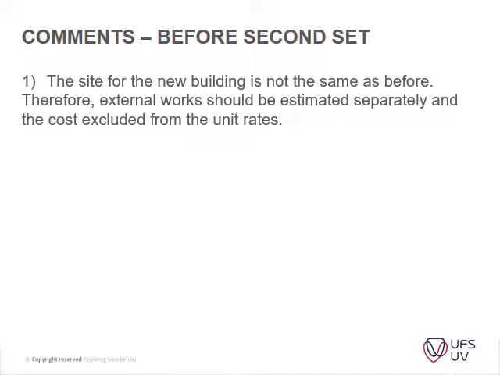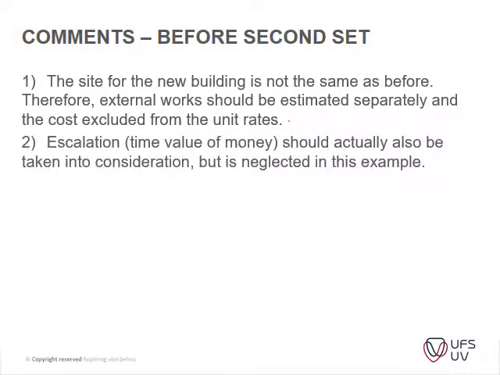We're still in unit 3, also appendix 1 still, and this is where I ended off the previous video. The site of the new building is not the same as before, therefore external works should be estimated separately and costs excluded from the unit rates. Very important to note that your external works are calculated separately. Then escalation, time, value, and money should actually also be taken into account, but it's neglected in this example. Just take note of that.